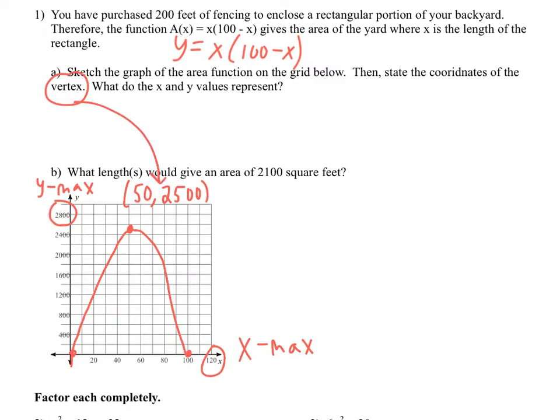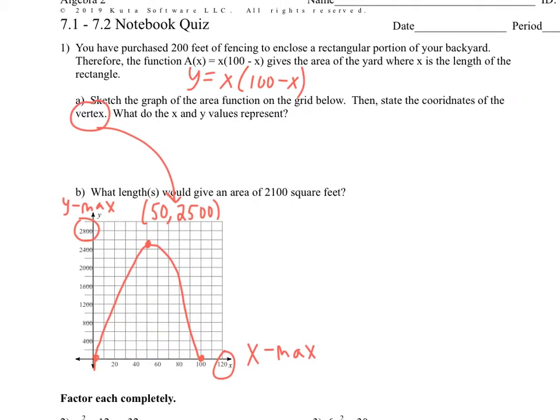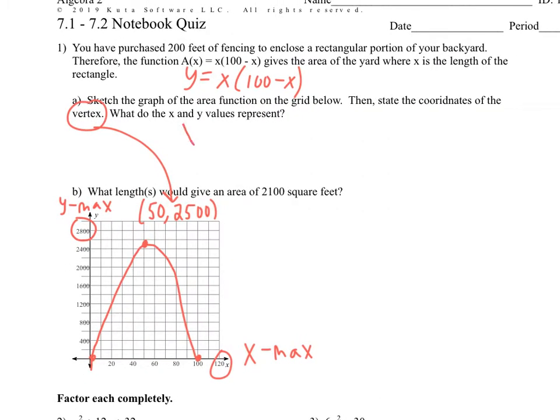So the maximum, of course, is the vertex, and the key there is that the x value, they told us the x value is actually the length of the rectangle. So the x is the length that was given to us in the question. And the y value is actually the area, and it's really that the maximum possible area is 2500. The x value just happens to be the length that would get you that area. So it's not the max length. The max length could go all the way up to 100 up here, but 50 is the optimal length.